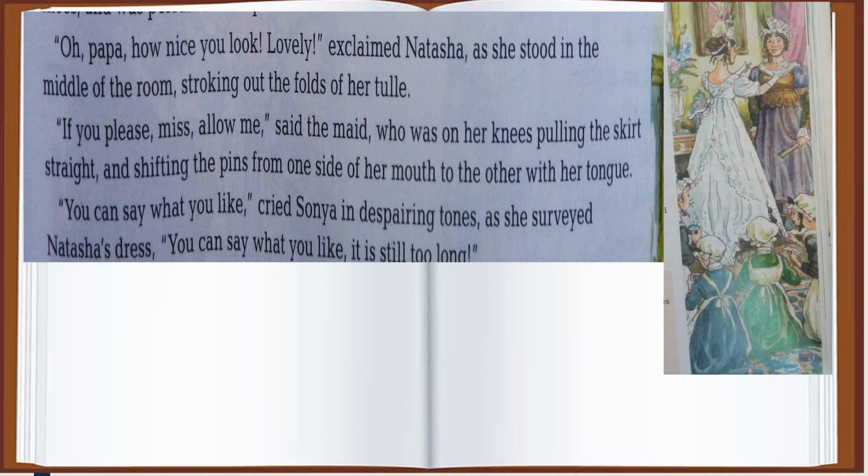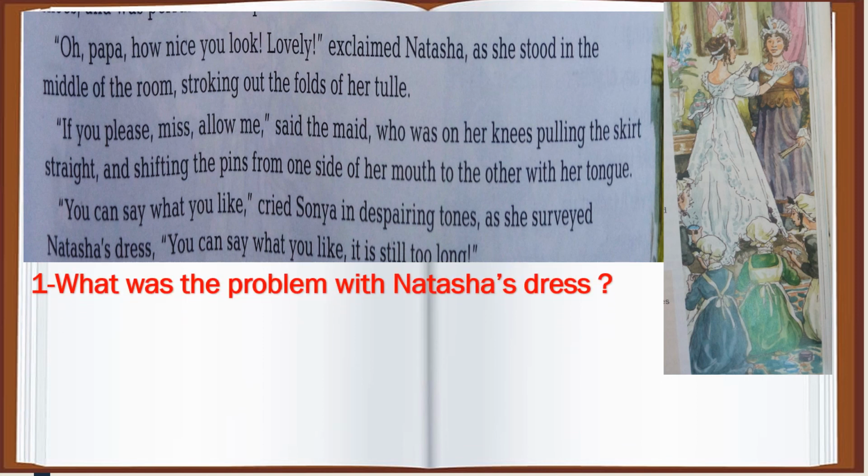So in this paragraph we learn that when the servants told her it is ready to be worn, and she put it on, Sonia told her: say what you like, but I am telling you the dress is still very long on you. Okay, so it needs to be shortened again and they have no time. So if I ask you what the problem with Natasha's dress was so far, it is still too long.